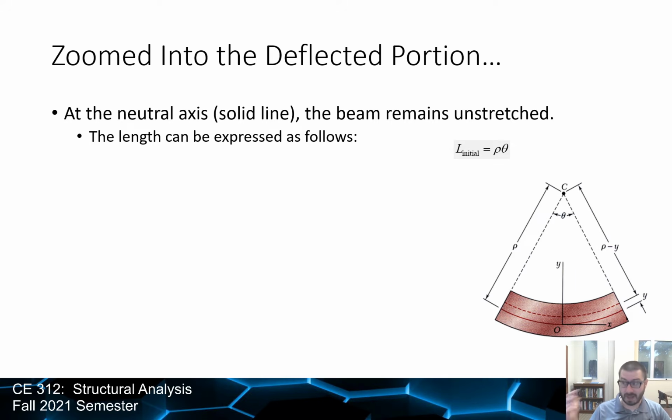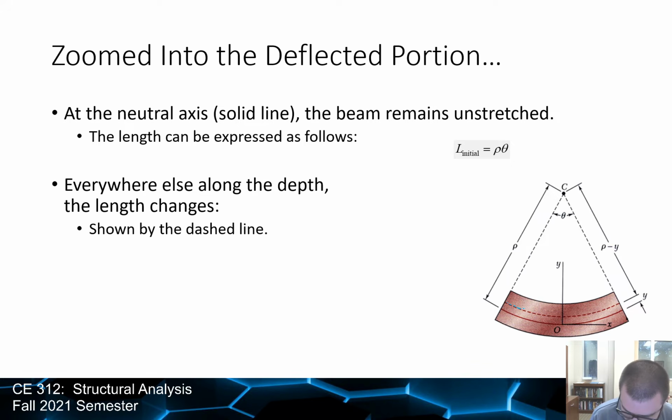But for all of the other lines, like this dashed line right here, it does change length. So what is its length? Well, it's the radius, in this case rho, minus however far we are from the centroid, times that angle. So now we have an initial length and a final length. The final length is rho minus y times theta, or rho theta minus y theta.